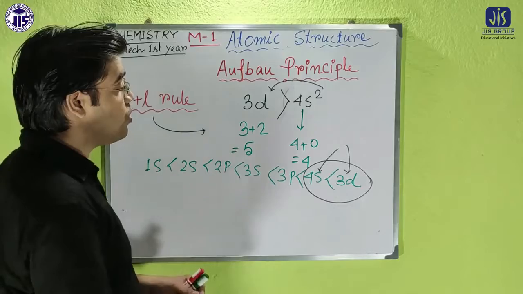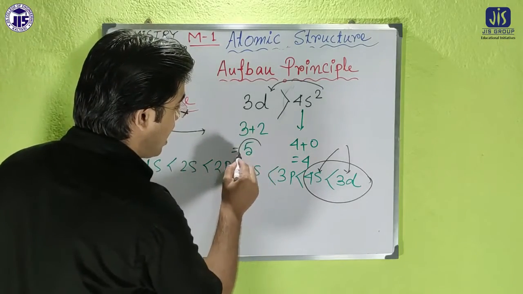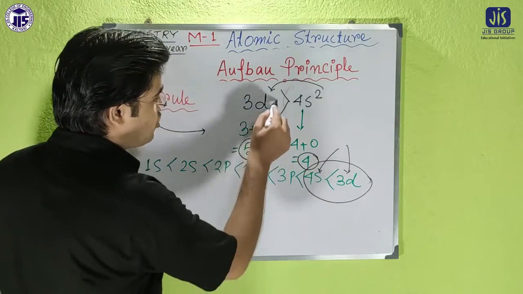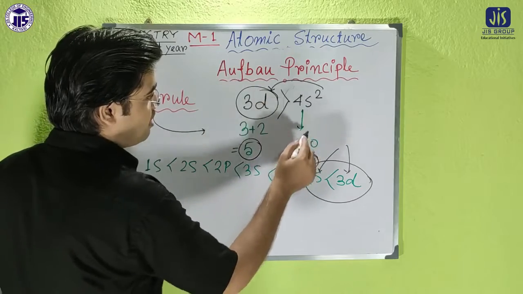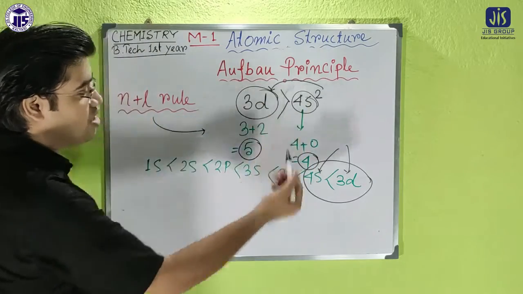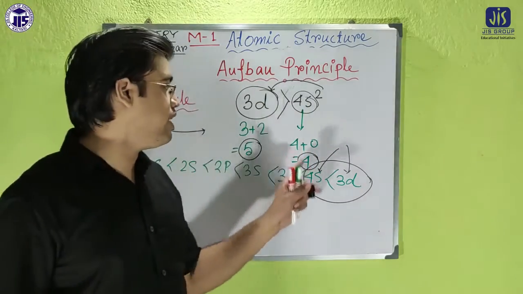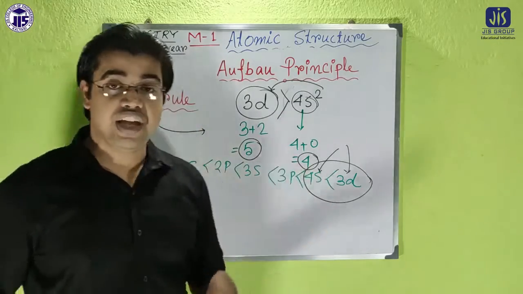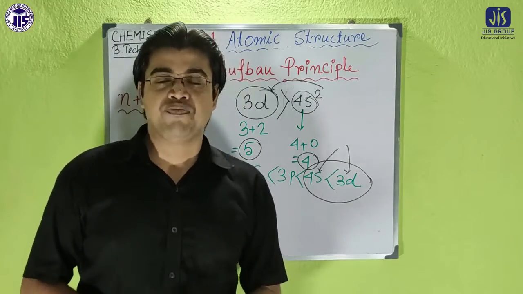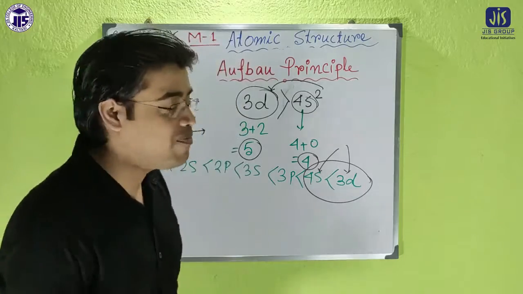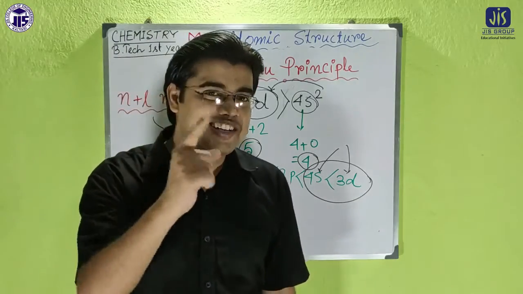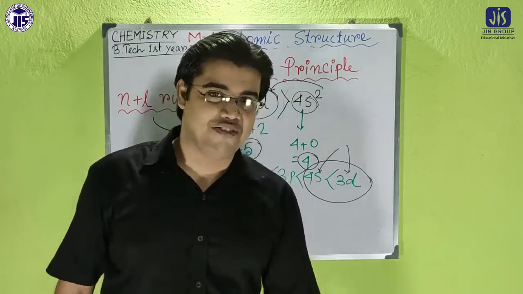And from here also look that 5 has higher energy than 4, so that means 3d has higher energy than 4s. So obviously that's why at first the electron will come to 4s, then it will go to 3d. Then I will give you another example where you can't predict the order from the n plus l value. Okay.